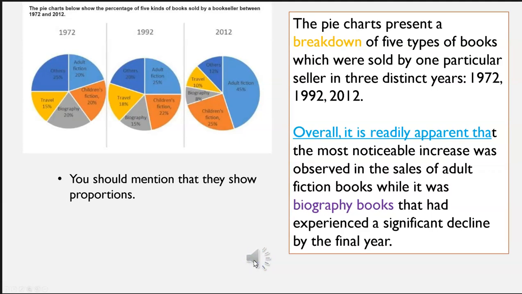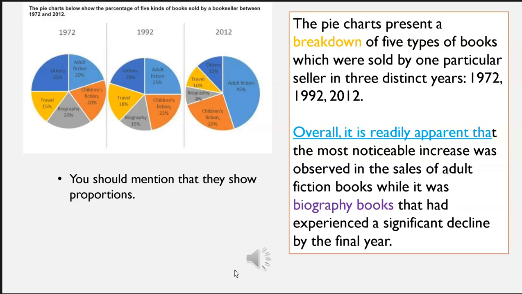The pie charts present a breakdown of 5 types of books which were sold by one particular seller in 3 distinct years: 1972, 1992, 2012. Overall, it is readily apparent that the most noticeable increase was observed in the sales of adult fiction books, while it was biography books that had experienced a significant decline by the final year.